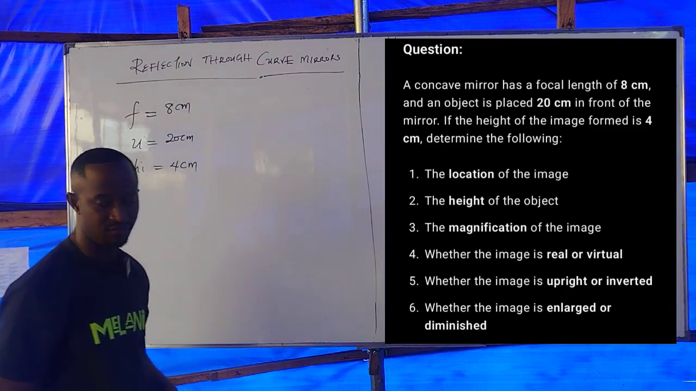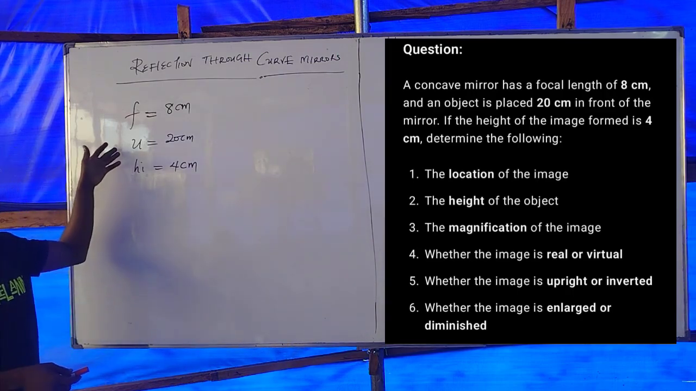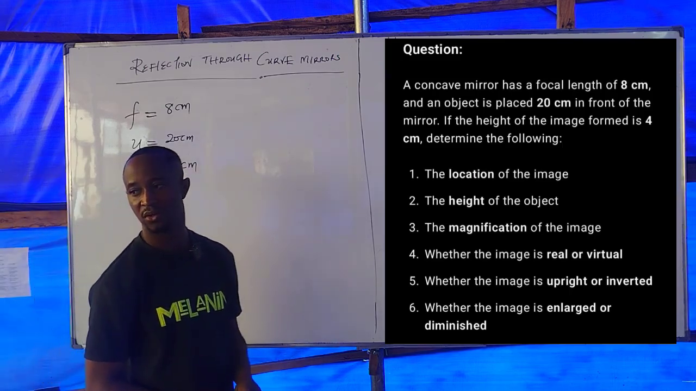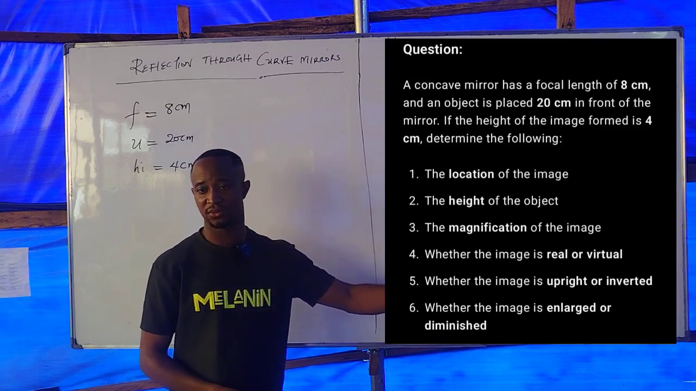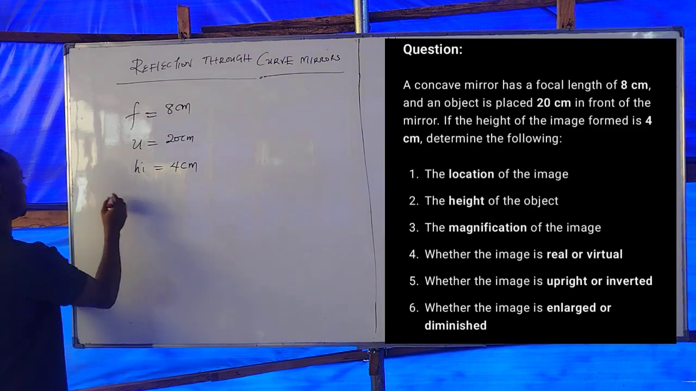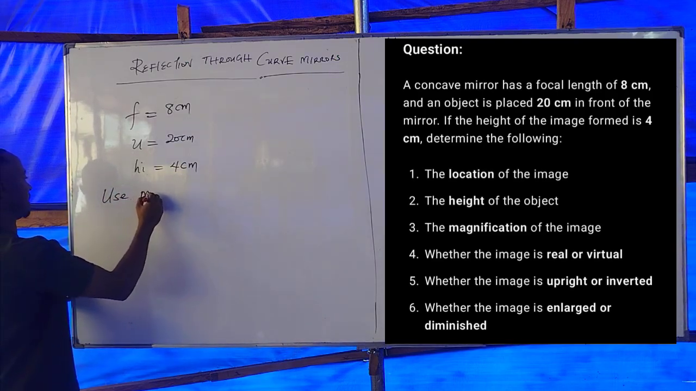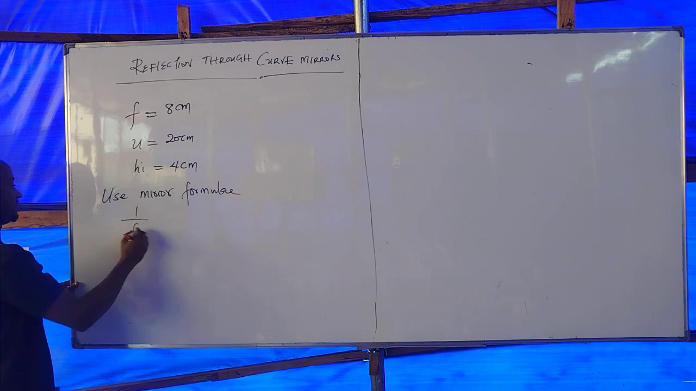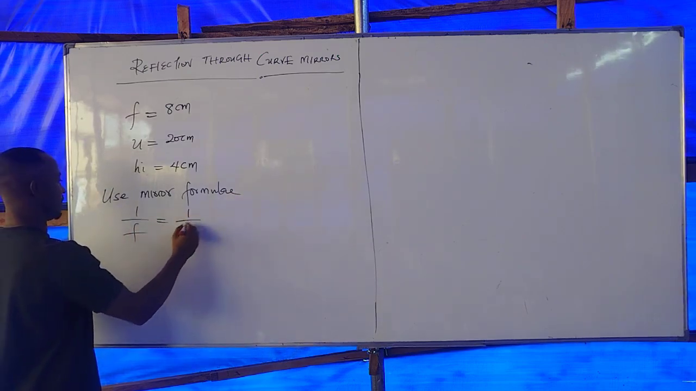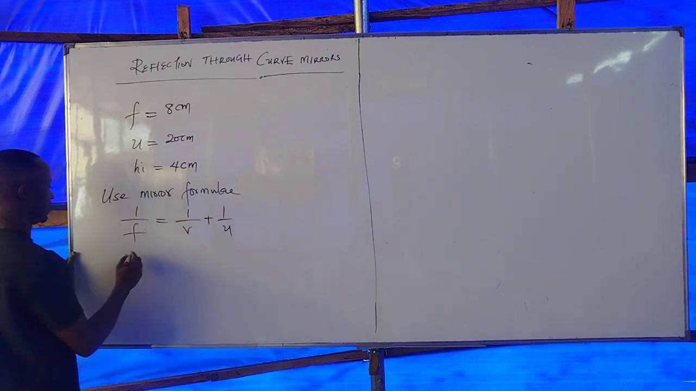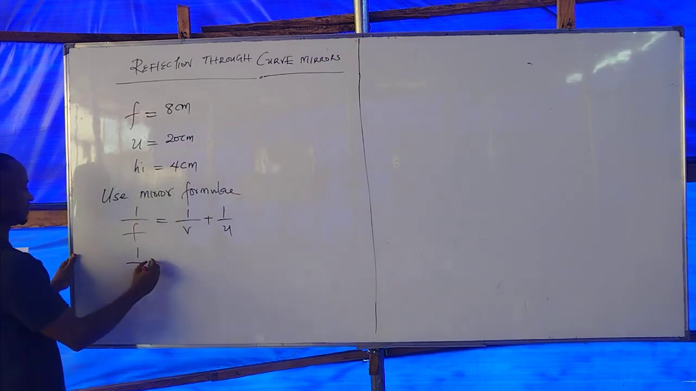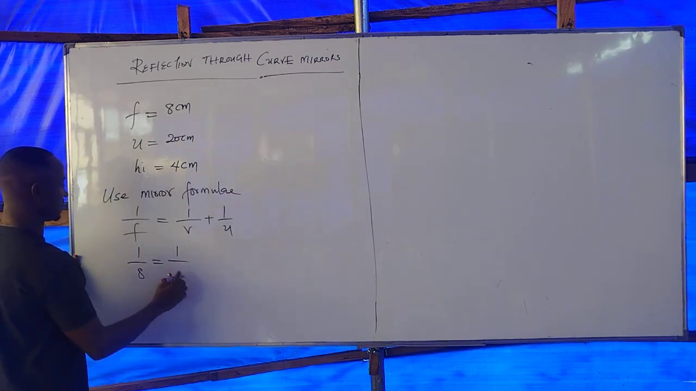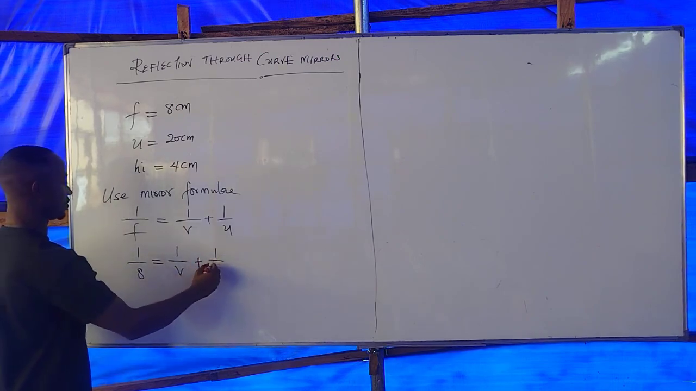Determine the location of the image. That means determine the distance of the image. Location means at what point the image is located from the pole. Are you following? So we use our mirror formula: 1 over F equals 1 over V plus 1 over U. So we have 1 over 8 equals 1 over V, we're looking for V, plus 1 over 20.